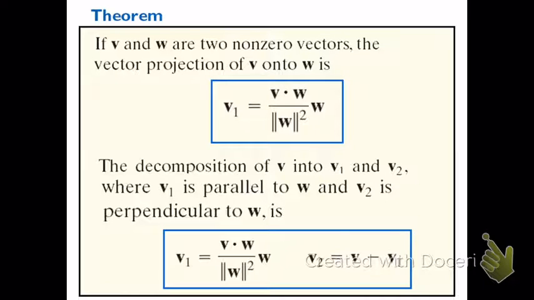And then down here at the bottom it says that if we find V1, which is a component of V, then all we need to do is subtract that V1 from the original V to find the other component, V2, which would be orthogonal to V1 and subsequently to W also.